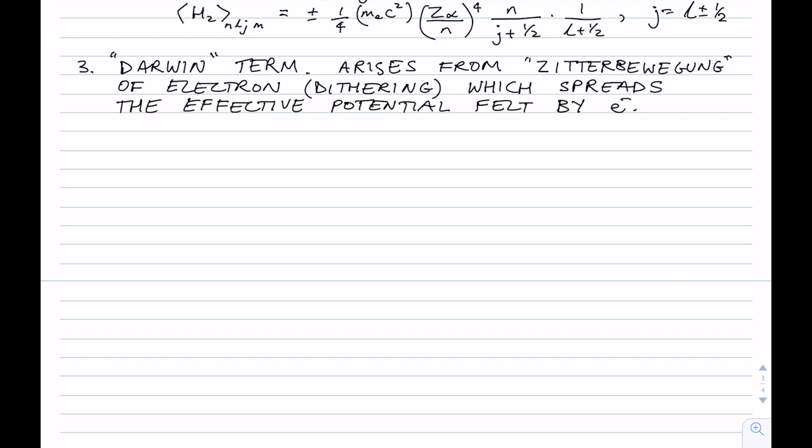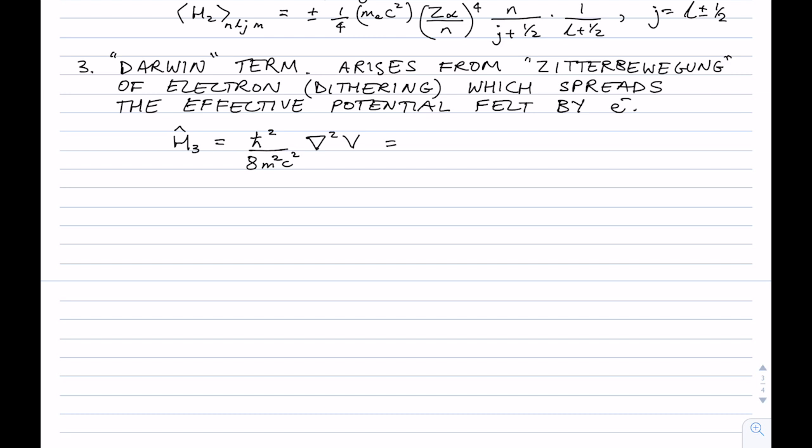If not, then you'll get it in quantum field theory. It comes from particle-antiparticle creation, effectively. Higher order stuff. What does it look like? Well, the Hamiltonian, H3, looks something like this: h bar squared over 8m squared c squared times grad squared V, be effective there.